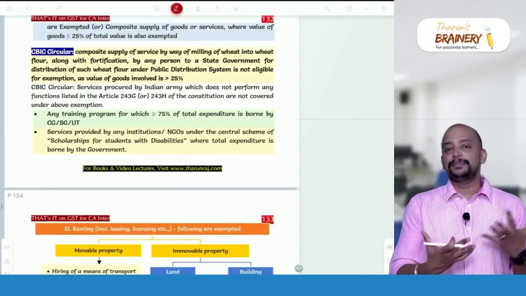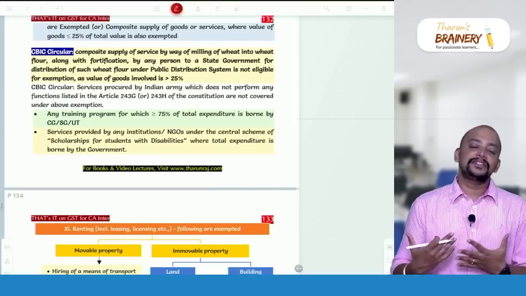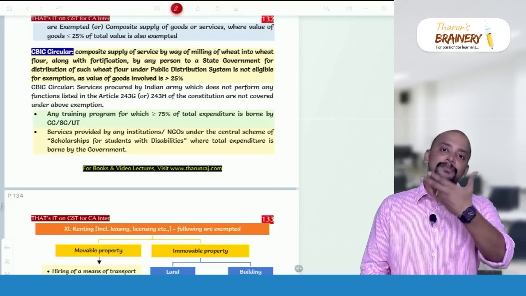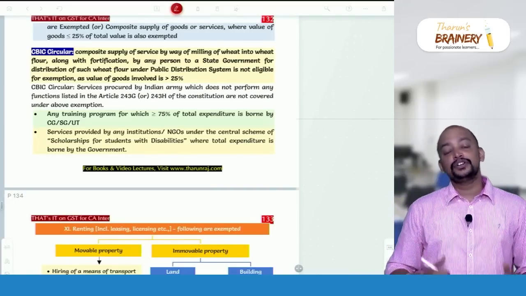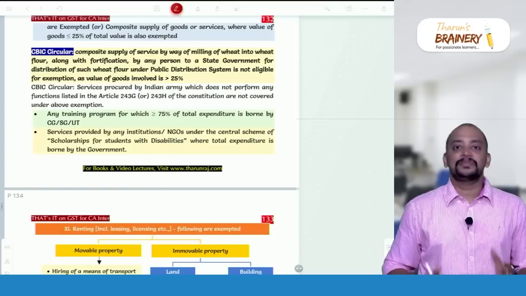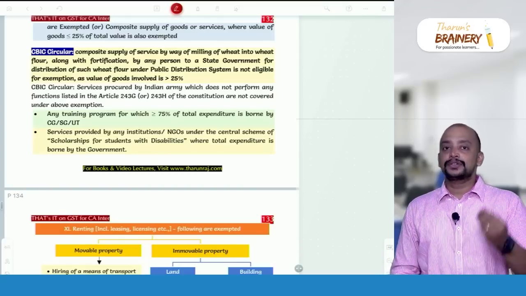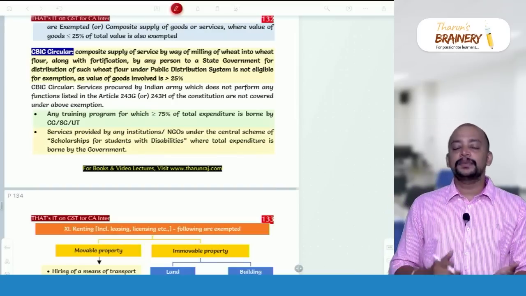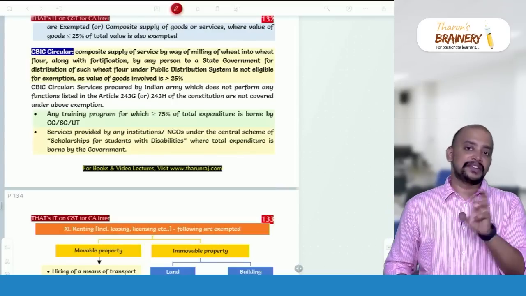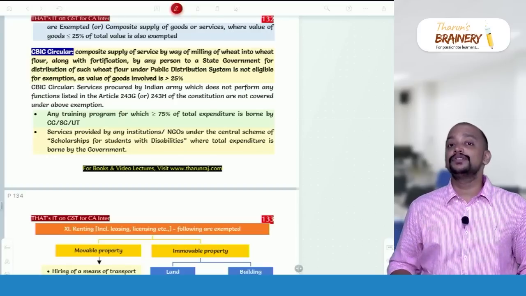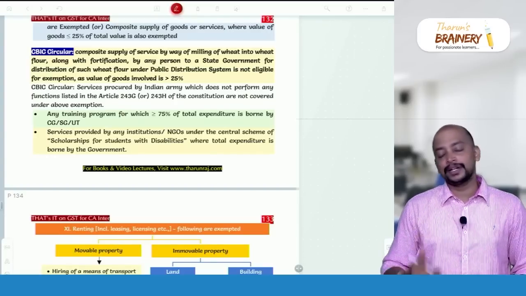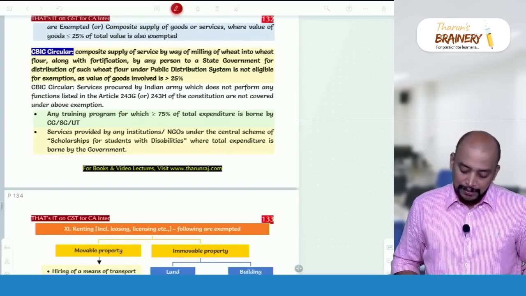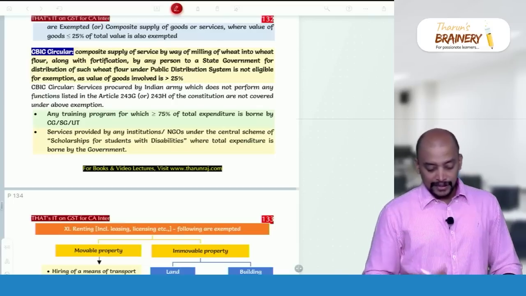So that is, I am purchasing wheat and converting that wheat into wheat flour, and I am supplying that to the government for distribution under the public distribution system, that is, in ration shops. So I am doing two activities: supplying the wheat, which is goods, and converting it into wheat flour, that is services. But definitely the value of goods exceeds 25% of the total. Due to that reason, the exemption is not available in this case and it will be taxable.